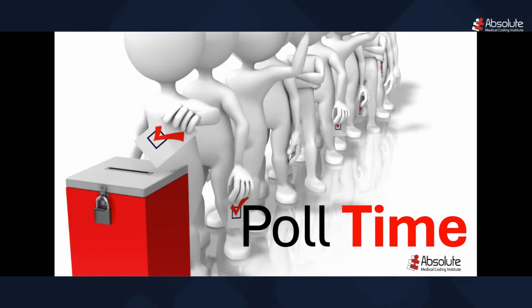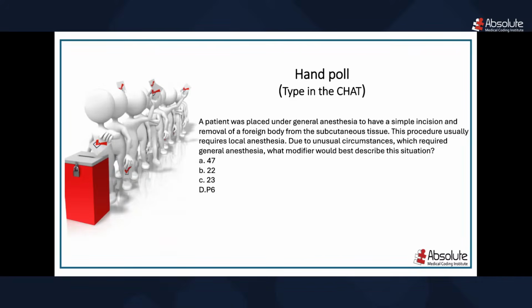Now we will have a quick rapid quiz section. It's a poll time. You can place the answers in the chat. So it's a rapid fire session. Coders, go ahead and place your answers in the chat. So we'll have it quickly. And the question is, what modifier best describes this situation? Option A, 47, option B, 22, option C, 23, option D, P6.